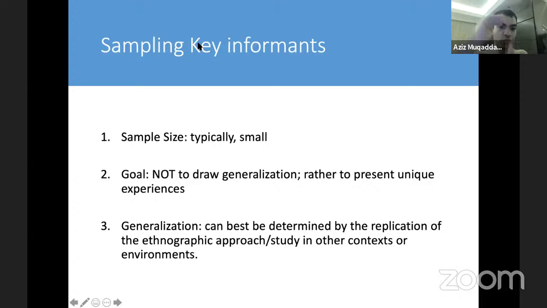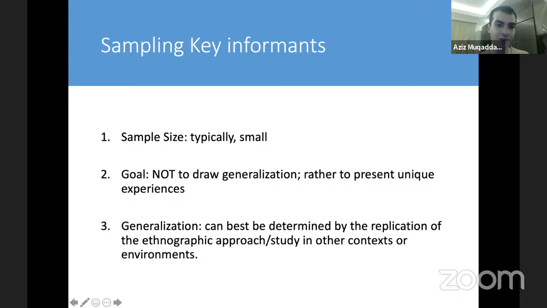So it's a smaller group, but with more dense information or richer details, right? In quantitative research, we're actually looking for generalizability, but for ethnographic research, we're looking for vividness of the description. But generalization could still be obtained if the ethnographic study is replicated in different contexts and different settings, right?